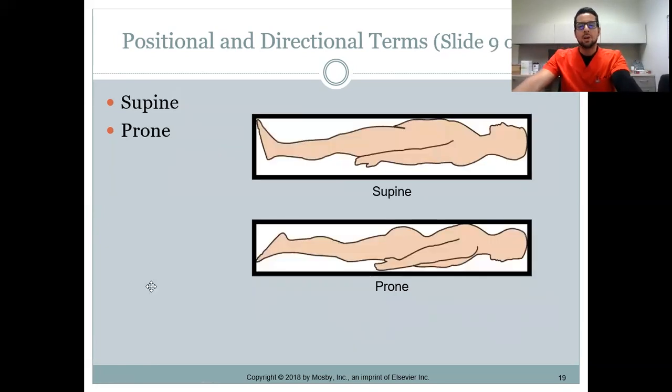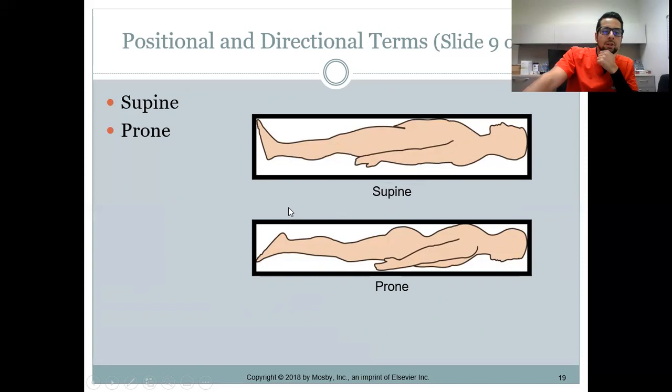Also important that we need to understand is supine and prone. When we're talking about supine position, it's going to be laying flat on their back, looking up towards the sky. Easiest way for me to remember, supine starts with S, sky starts with S. The patient's looking towards the sky, they are supine.